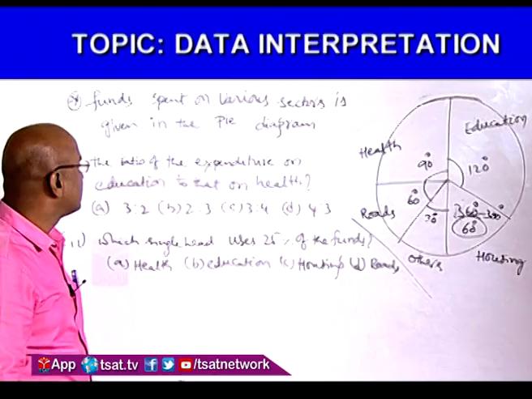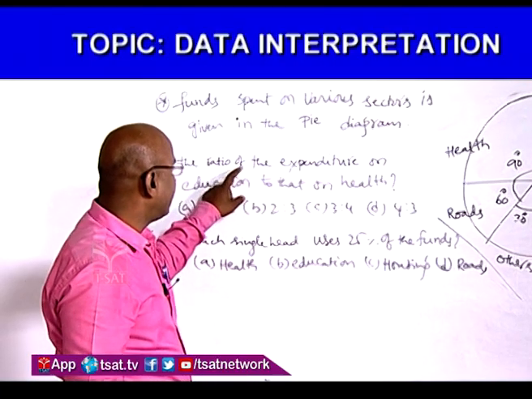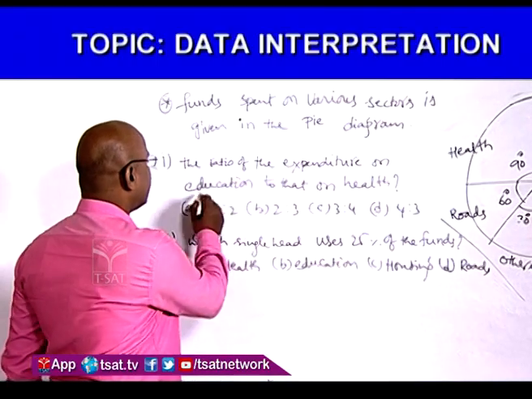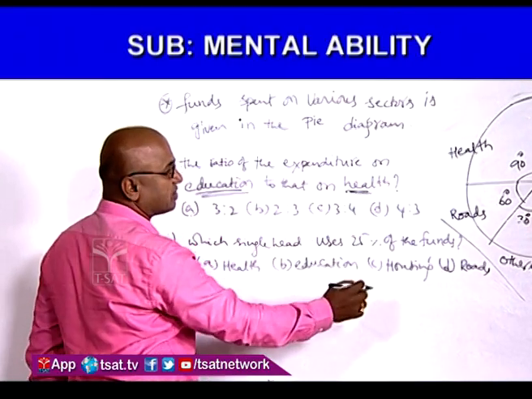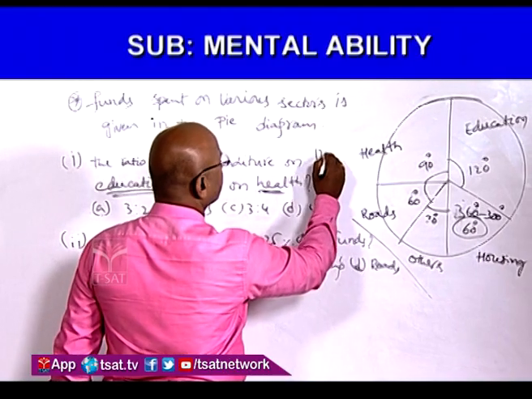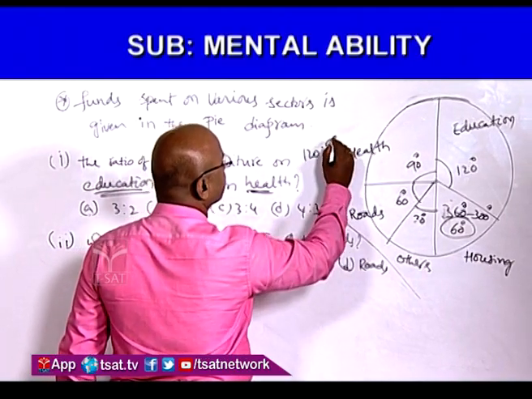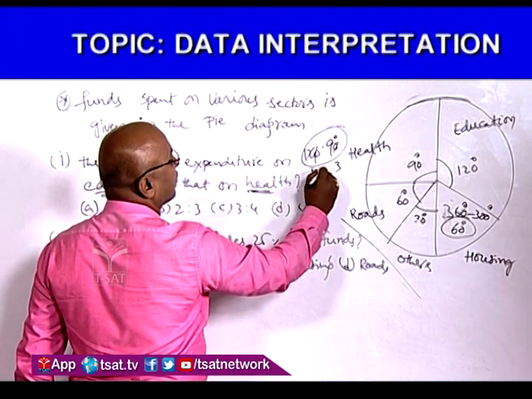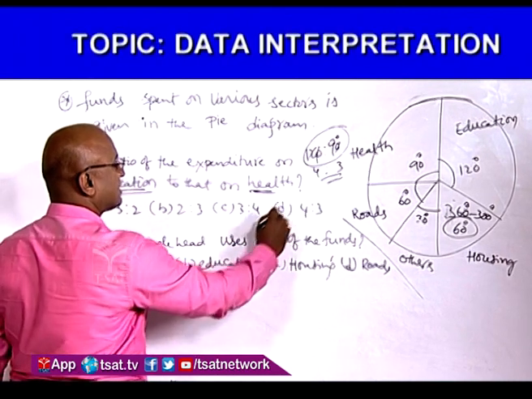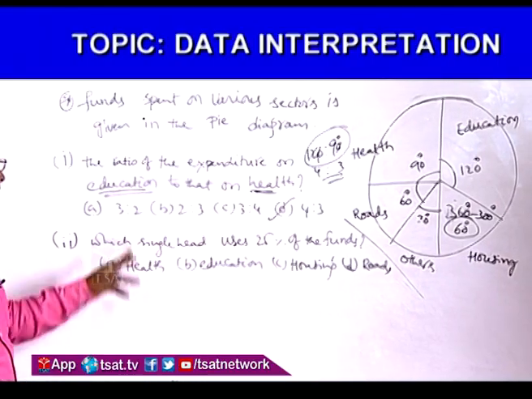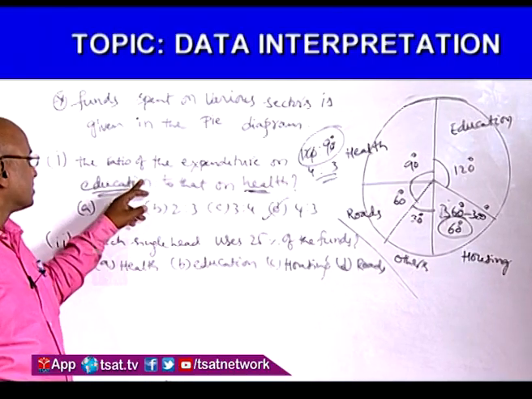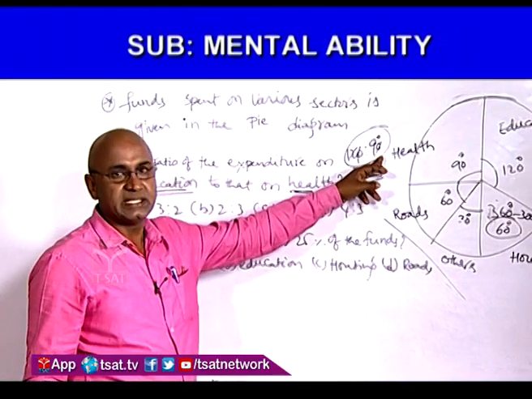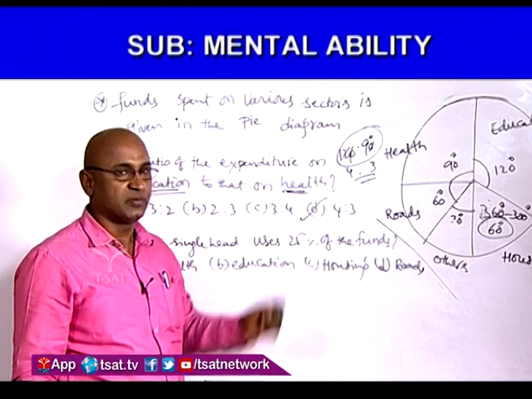Now, the first question is like this. The ratio of the expenditure on education to that on health. So, education is to health. Education is 120 degrees, health is 90 degrees. 3 3s are 9 and 3 4s are 12. So, 4:3 is the answer. 120 is to 90 is equal to 4:3.